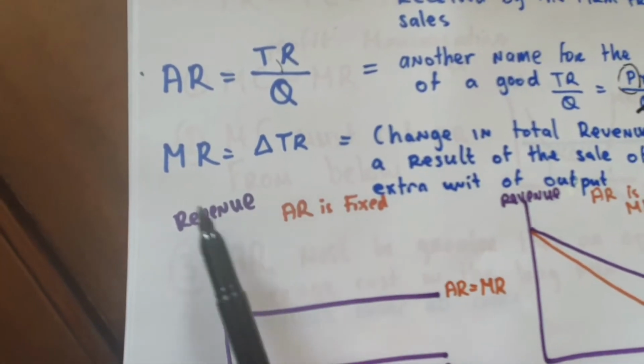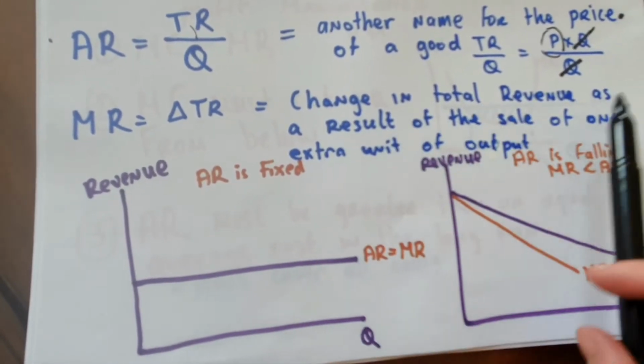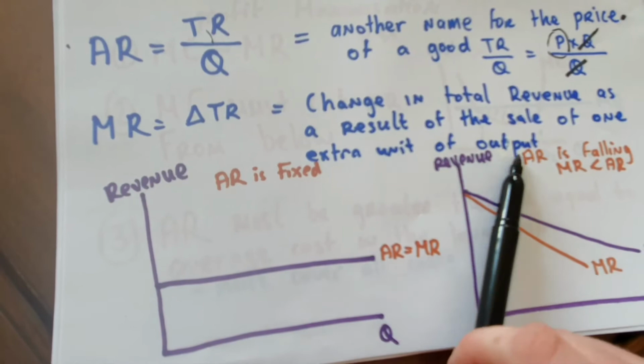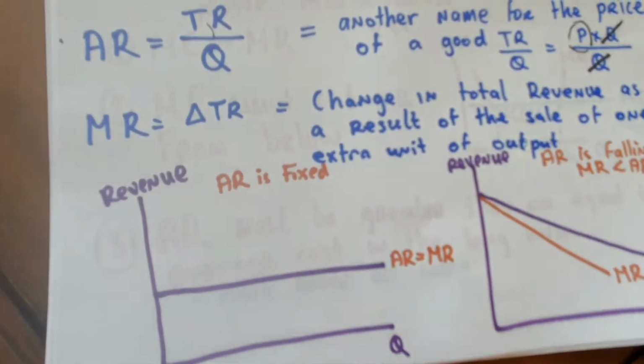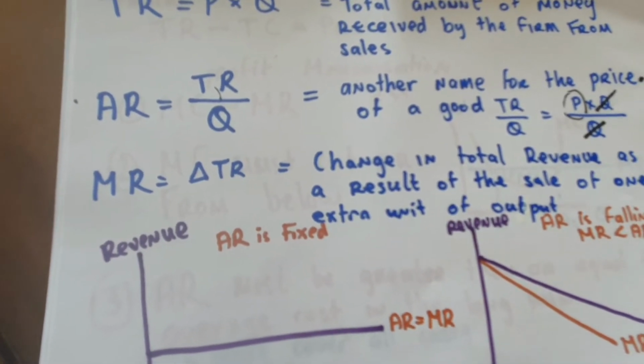Marginal revenue then, so our marginal revenue is the change in our total revenue as a result of the sale of one extra unit of output. So it's asking you, how much money can we make from selling one additional unit?